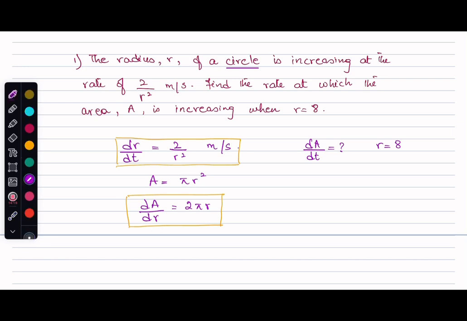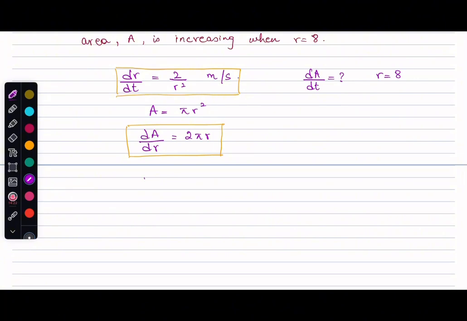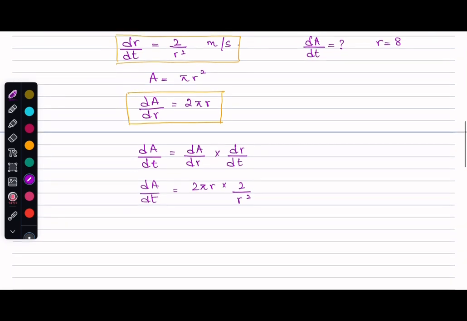So if I make our connected rate of change equation, I can say that dA by dt shall be equal to the change of area with respect to r, dA by dr, and then the radius changes with respect to time, which is dr by dt. Now I do have dA by dr, which is 2 pi r, and I have dr by dt also, which is 2 by r squared. Simplifying our r, I will be left with dA by dt equal to 4 pi divided by r.